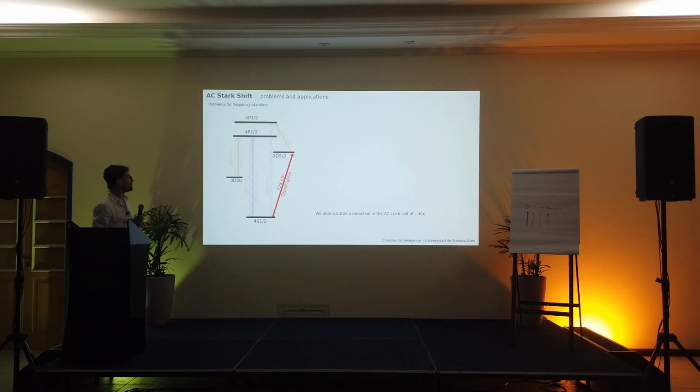So the first thing that we showed, the first time we managed to do interaction with atoms in a hollow beam, was that if you did interactions in the center of the hollow beam, you can reduce the AC Stark shift by a factor of around 40, which is very nice. So you can actually drive transitions here, and you reduce this AC Stark shift 40 times.